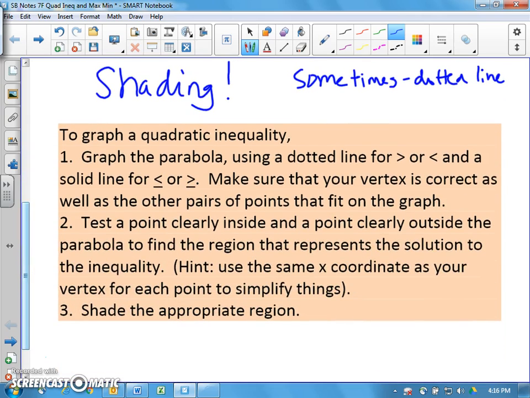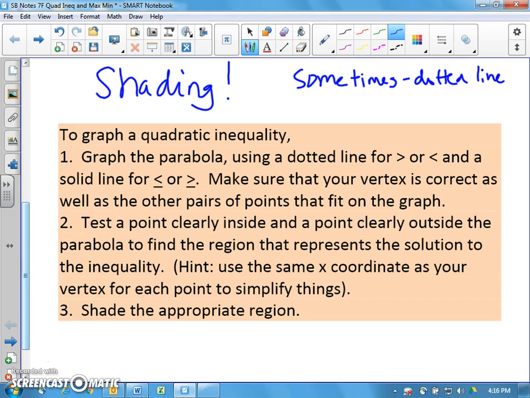To graph a quadratic inequality, you're going to graph the boundary, which is the parabola, using a dotted line for strictly greater than or strictly less than, and a solid line for greater than or equal to or less than or equal to. Make sure that your vertex is correct, as well as the other pairs of points that fit on the graph.